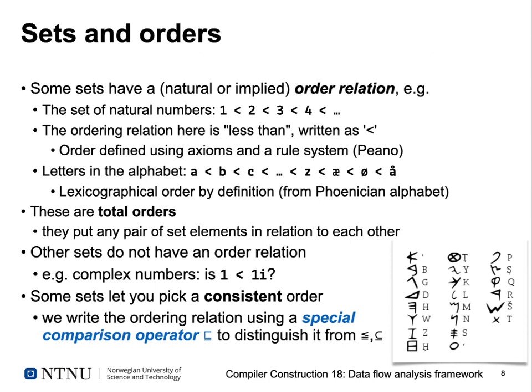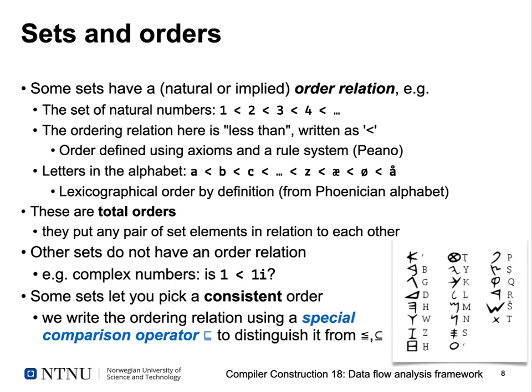If we have such a relation, we not only know that 1 is less than 2, but we can also deduce that 1 is less than 4, because 1 is less than 2, 2 is less than 3, and 3 is less than 4. However, not all sets have an order relation. For example, the set of complex numbers. Is the number 1 actually less than 1i, the complex unit on the y-axis here?